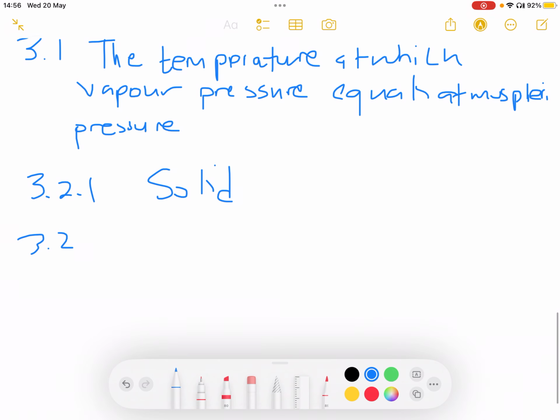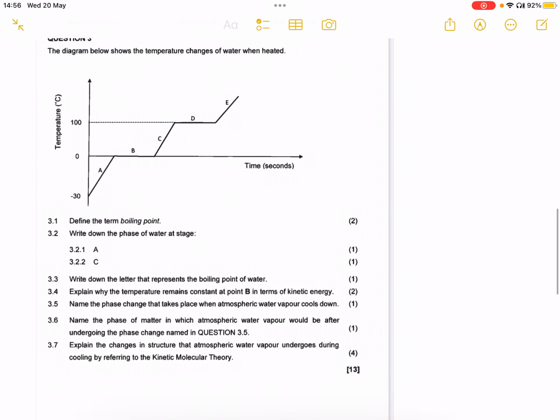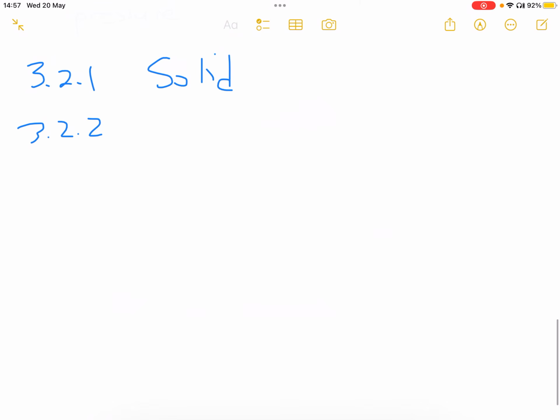And then 3.2.2, we're looking at C. So from A, there is a transition that takes place, which is B, whereby the temperature is not rising. And then after that, that is from 0 to 100. You know that water boils at 100, but before it boils, what phase is the water in? The water will then be a liquid.